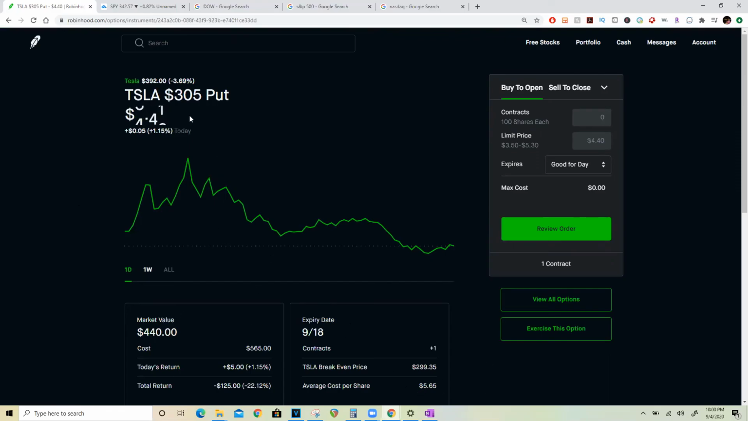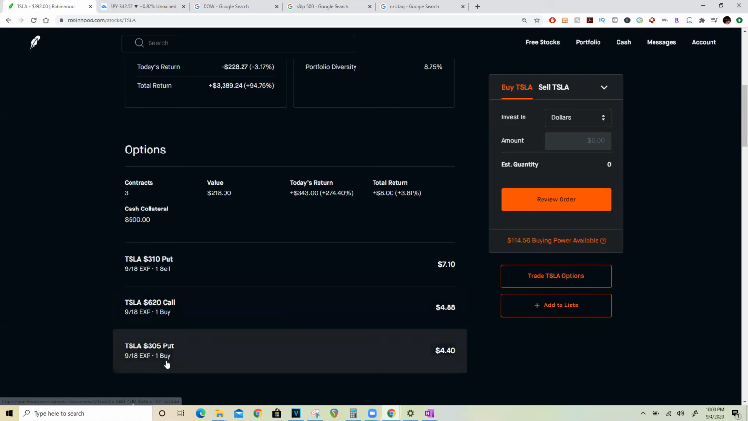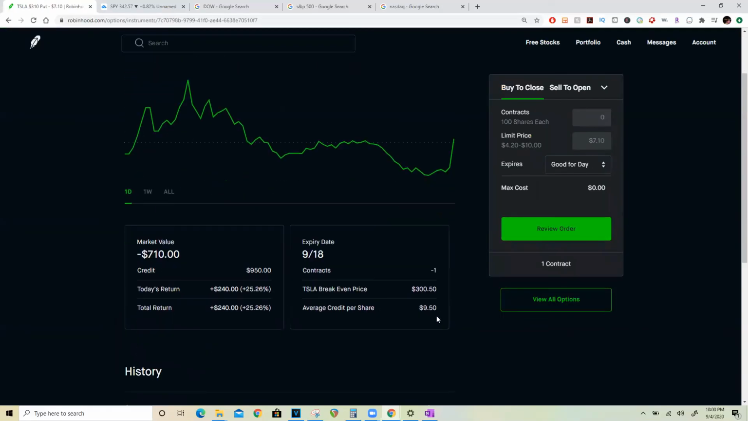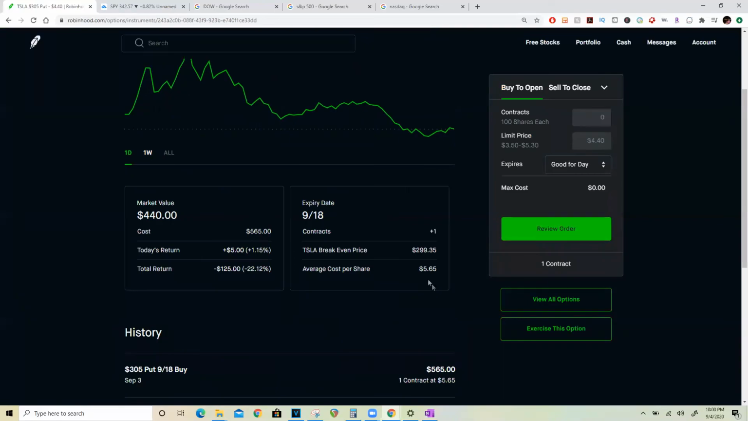So instead of selling out of this, what I actually did was, since I was confident that Tesla will not reach $305 by September 18th, I decided to convert this into a credit spread and sold the $310 put instead, okay? And I got a credit of $950 for it. If you saw the amount I paid for the put here, I paid $565, and I sold the 310 put for $950, which is approximately a $305 profit that I locked in, okay?